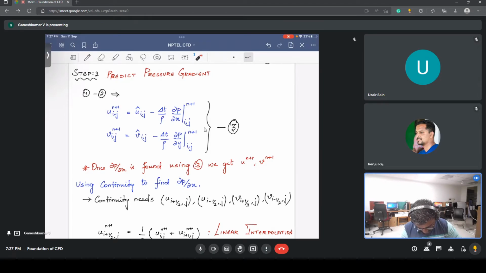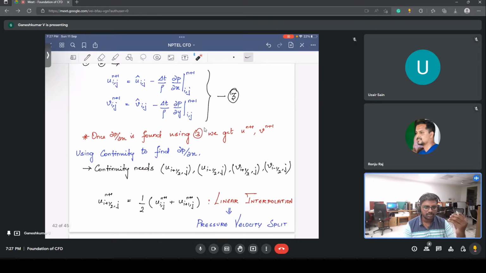Once we find dp/dx here in equation 3, we get u^(n+1) and v^(n+1). But we find dp/dx using the continuity equation, because we already used the momentum equation for the predicted velocity. One more equation which is remaining is the continuity equation. But you see, the continuity equation doesn't have a pressure gradient. How will you find the pressure gradient using the continuity equation, right?